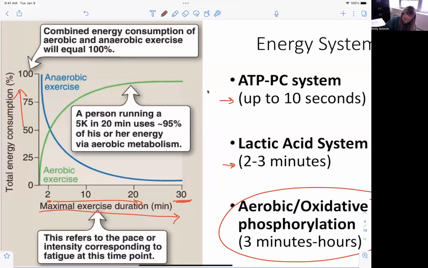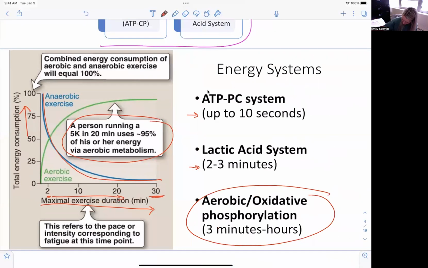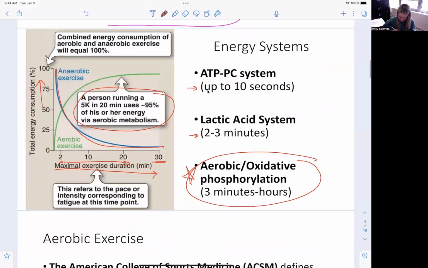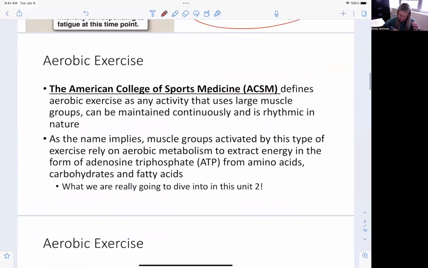So we know that anaerobic exercise really dips at that 3-minute mark and doesn't contribute to our maximal exercise duration energy use. However, a person running a 5K in about 20 minutes, which is pretty good, uses about 95% of his or her energy via aerobic metabolism. So this aerobic metabolism is what this new unit will focus on. But again, today we're talking about VO2 max test and submax testing.